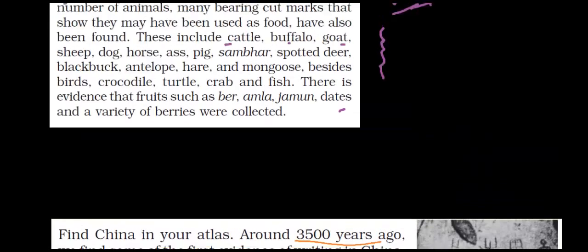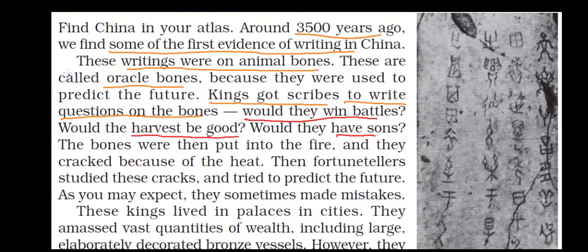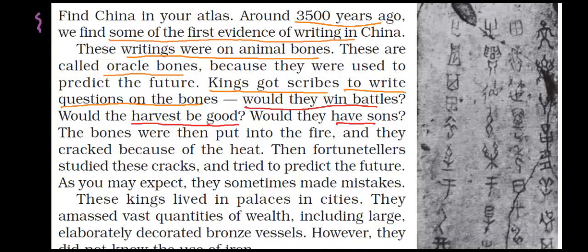Now let's see what happened in China. Certain excavations have found that in China around 3500 years ago there was evidence of writing, which could probably be the first evidence of writing that historians have collected. The historians have seen writings and symbols on animal bones, and these are called the oracle bones. These are very famous oracle bones because they were used to predict the future. Yes, it seems quite interesting and strange.